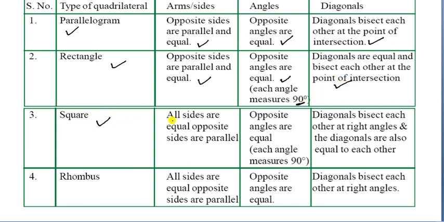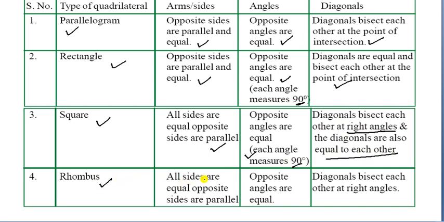Let us start with the square. All sides are equal, opposite sides are parallel. Opposite angles are equal, and each angle is 90 degrees. It is necessary to learn that the diagonals bisect each other at right angles. Always remember this is the right angle. The diagonals are also equal to each other.